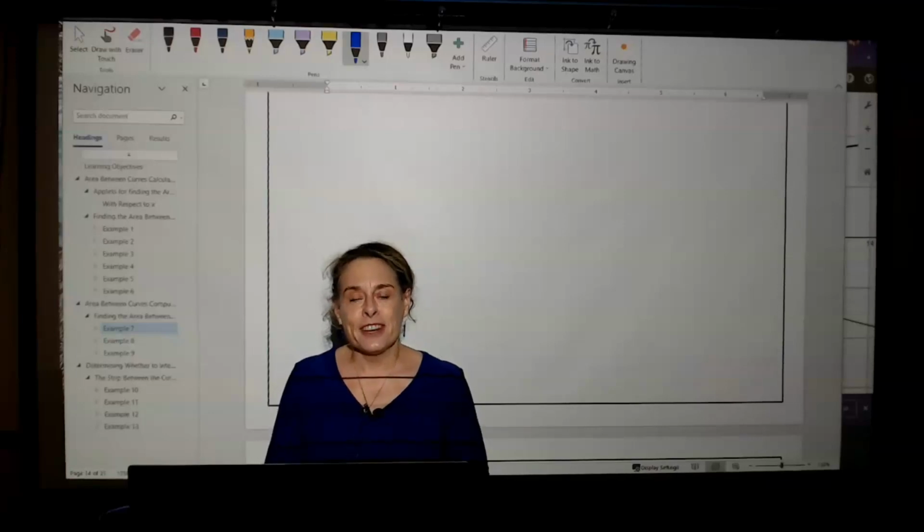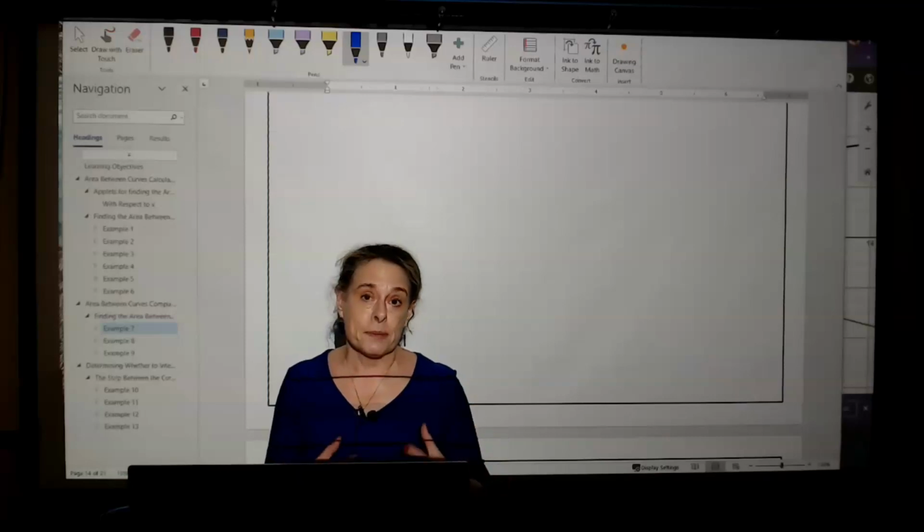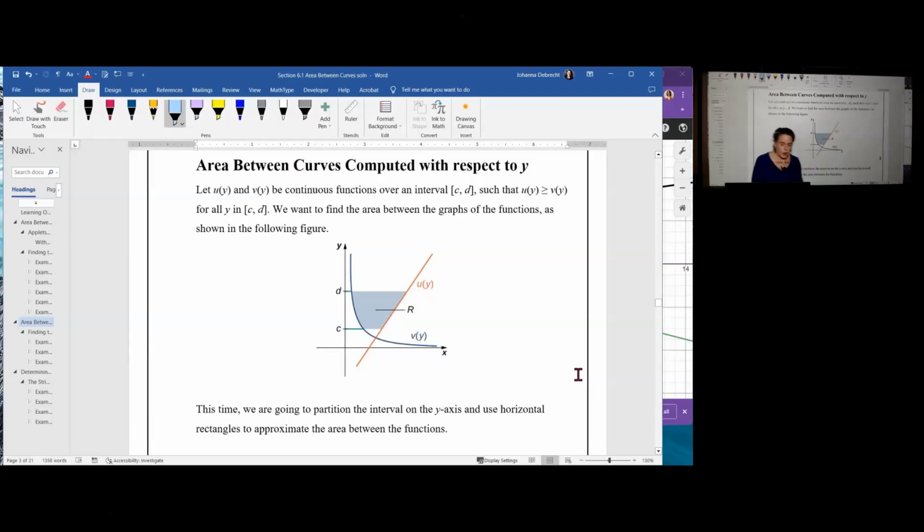In the previous video on section 6.1, we looked at integrating with respect to x. Now we turn our attention to integrating instead with respect to y. This, of course, could be done with respect to x.